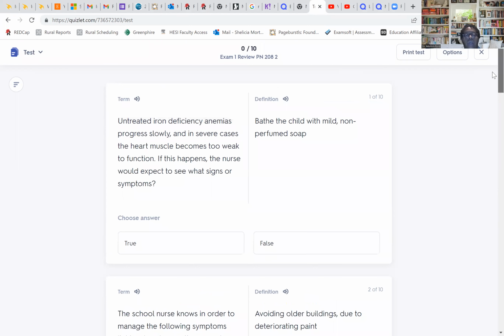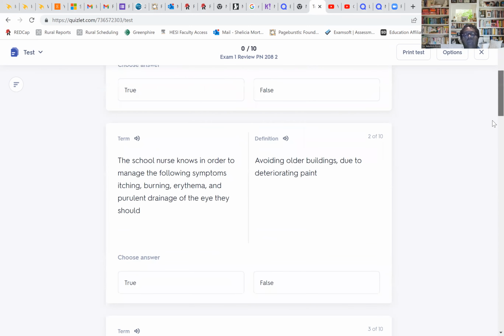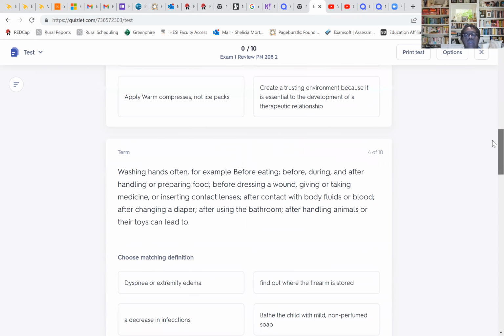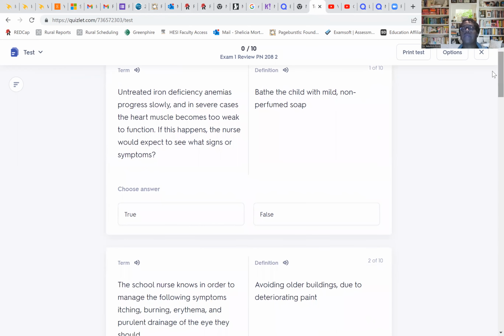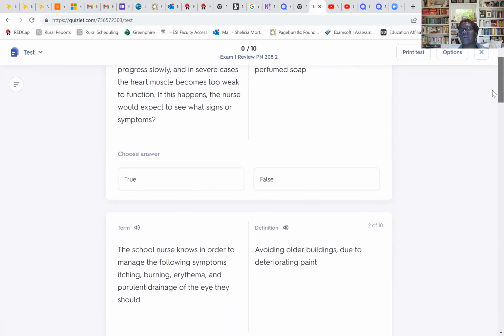This mode right here, don't do the test mode because it's only true or false, so the answers are not there for all of them. So I wouldn't suggest doing the test mode, but I'll talk you through these questions. For a child that has eczema, remember we want to avoid those triggers. So we want to bathe that child with mild, non-perfumed soap, because we know those soaps that have perfume in them agitate that condition.